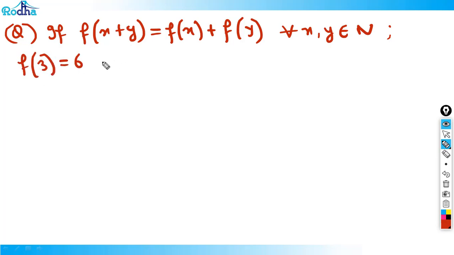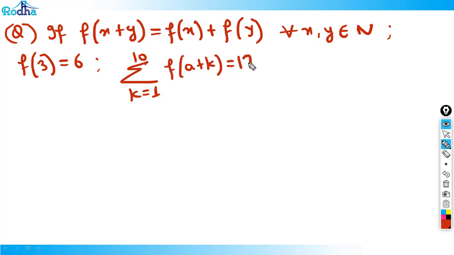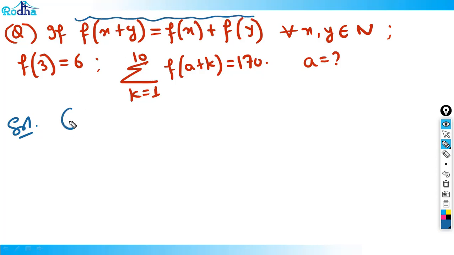And it's written that the summation of k equal to 1 to 10 of f of a plus k is given as 170. So what we need to find here is the value of a. Going by our general solution, it should be f of x is equal to some k into x.